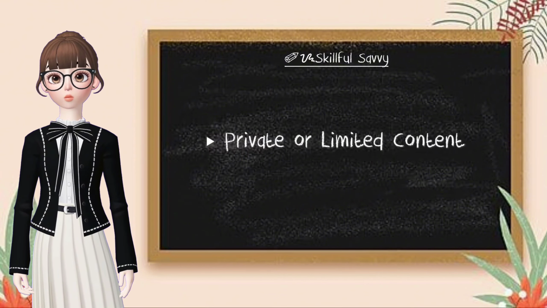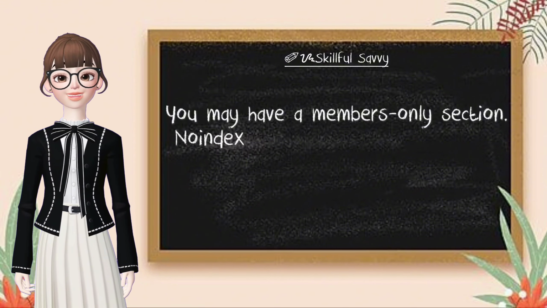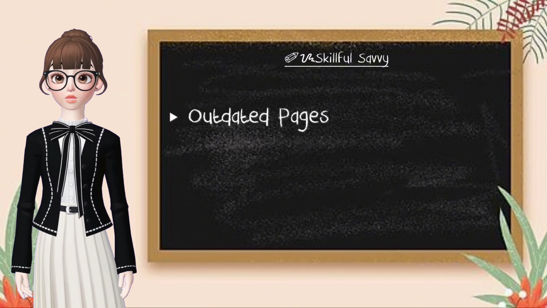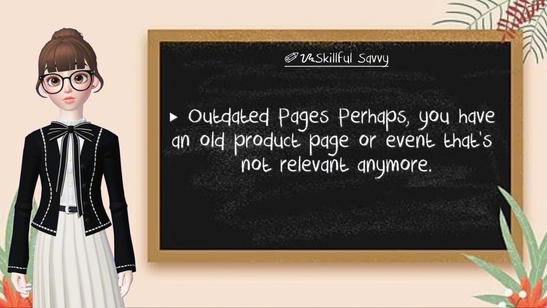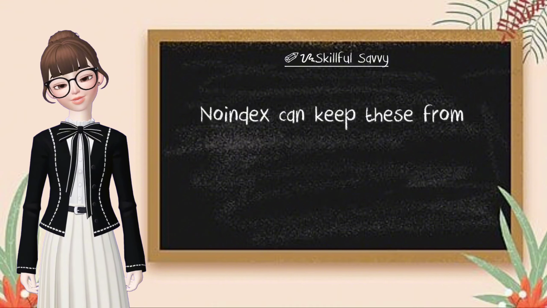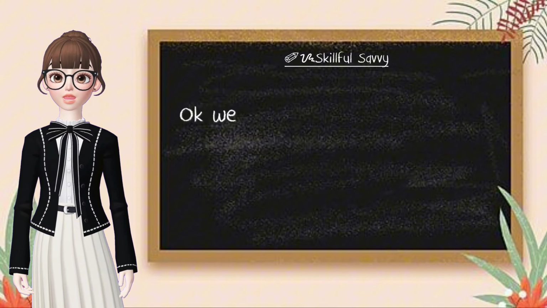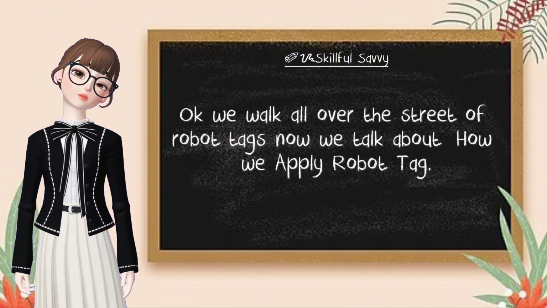Private or limited content. You may have a members-only section. Noindex and nofollow can help keep these pages hidden. Outdated pages. Perhaps you have an old product page or event that's not relevant anymore. Noindex can keep these from cluttering up search results and confusing users. Okay, we've walked all over the street of robot tags, now let's talk about how we apply robot tags.